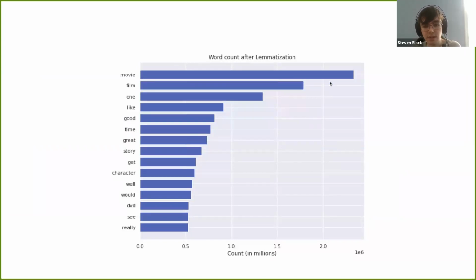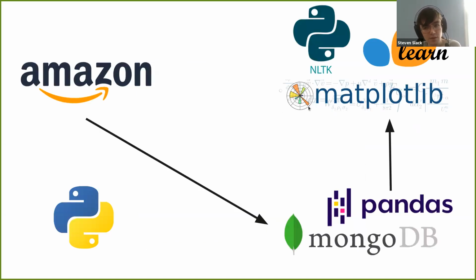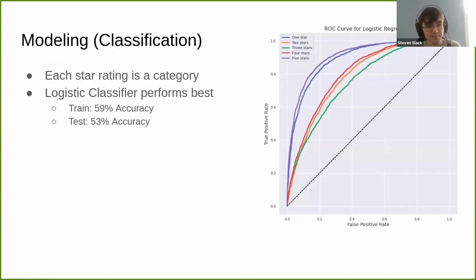So you see movie and film have around 2 million. Then we also get story, character, DVD, some words that are specific to this data set, and then some generic words as well. All right, so for my pipeline, I pretty much had a standard NLP pipeline, just using MongoDB and then NLTK for the NLP.